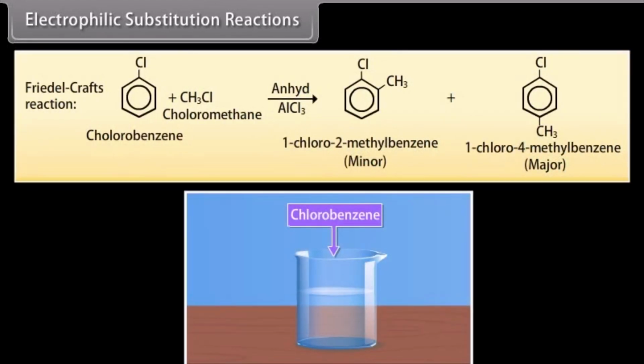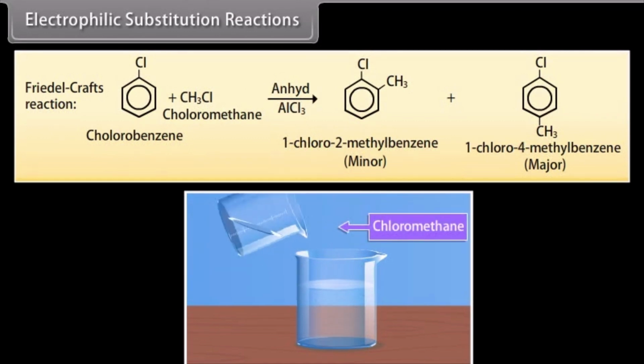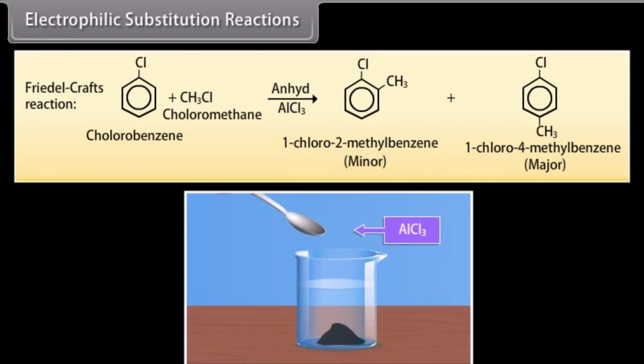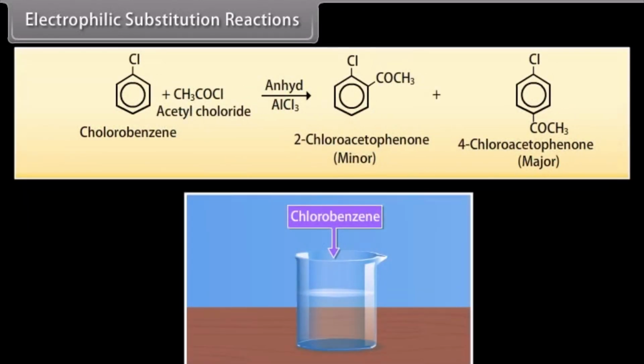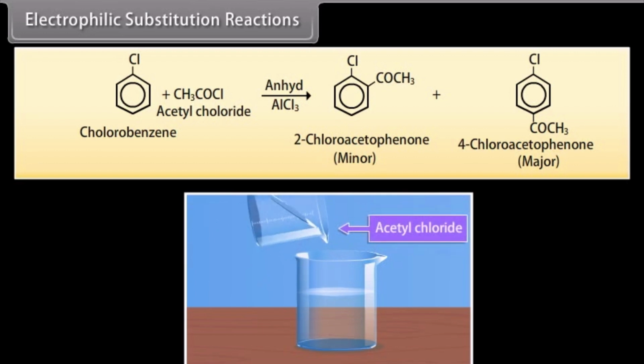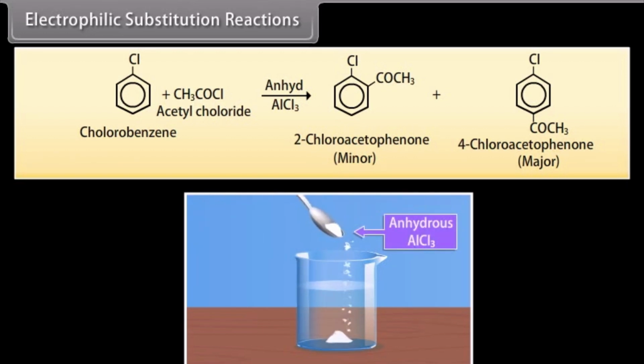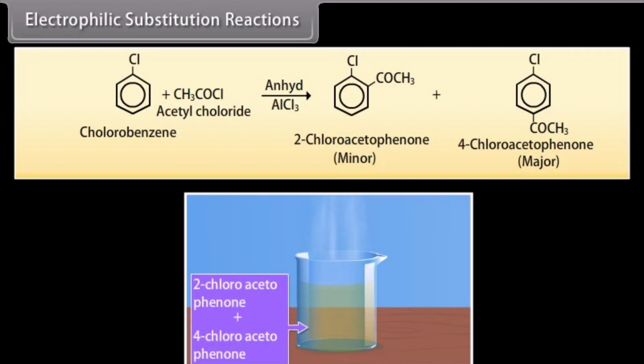Friedel-Crafts reaction. When chlorobenzene is mixed with chloromethane and anhydrous aluminium chloride is added, it reacts to give 1-chloro-2-methylbenzene, which is a minor product, and 1-chloro-4-methylbenzene, which is a major product. When chlorobenzene is mixed with acetyl chloride and anhydrous aluminium chloride is added, it reacts to give 2-chloroacetophenone, which is a minor product, and 4-chloroacetophenone, which is a major product.